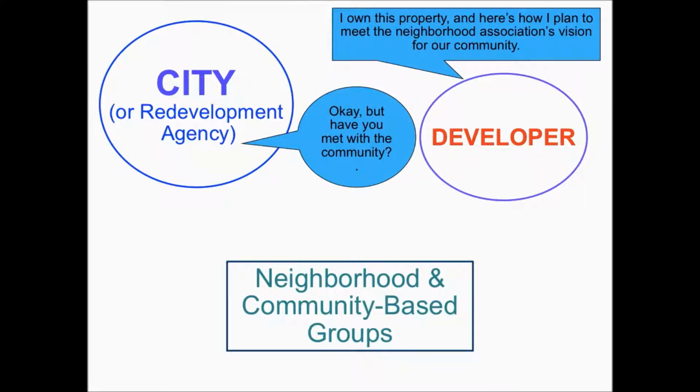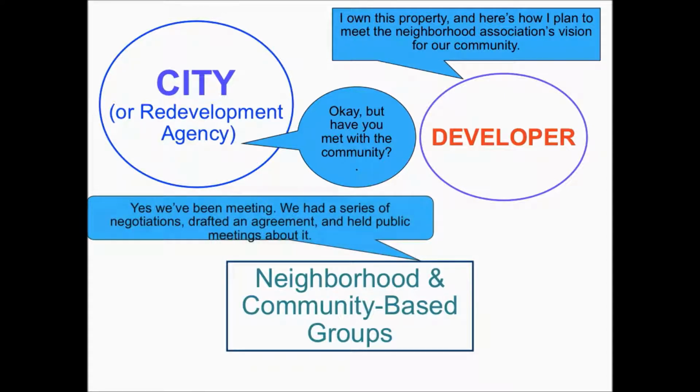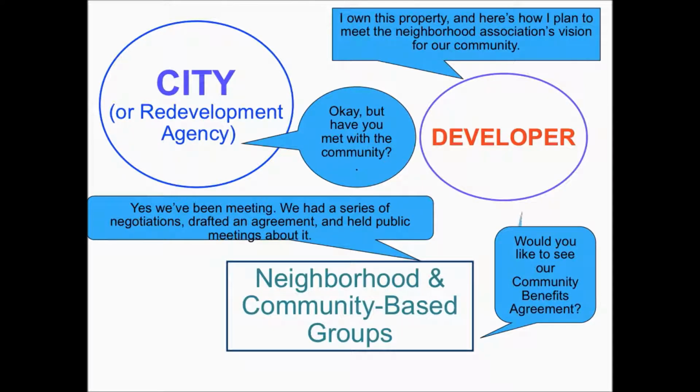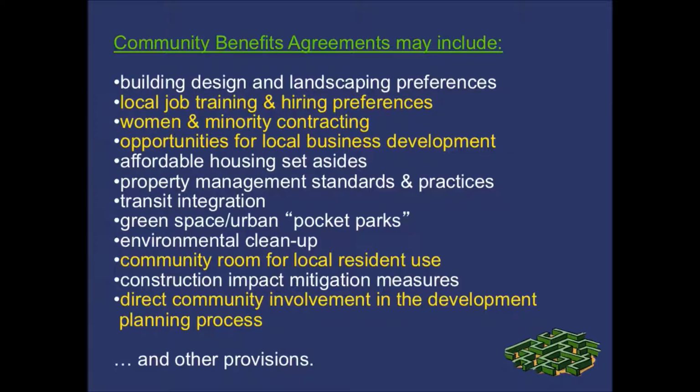The city, if it's operating with equitable outcomes in mind, will say, great, but have you met with the community? You want city development agencies asking that question. You want city council members asking that question. And ideally, the neighborhood informs them and says, yes, we've been meeting. We've had a series of negotiations. We've drafted up an agreement and held public meetings about it. Would you like to see our CBA? And we want both the developer and the neighborhood groups or community-based groups or community coalitions saying that.